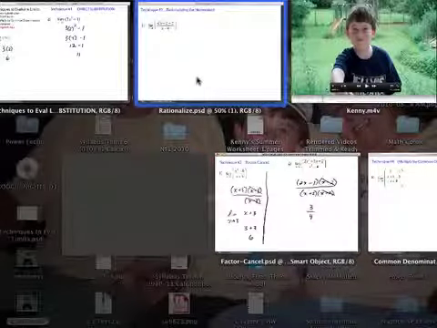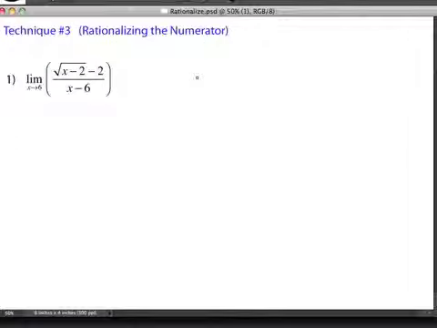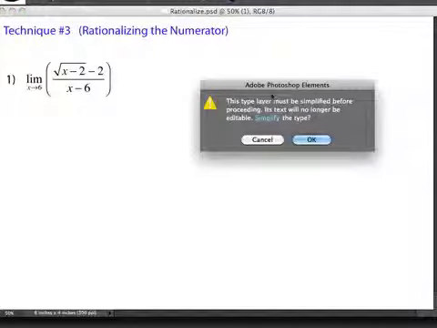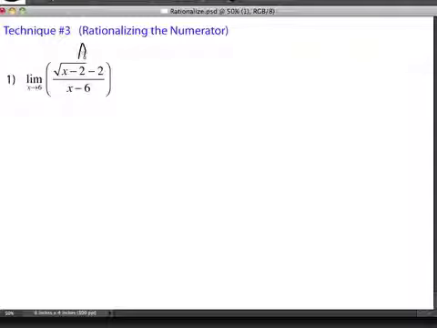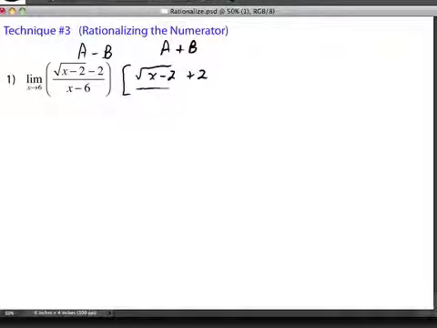We're also going to talk about rationalizing. To rationalize, you can always tell these, again, it's 0 over 0 in indeterminate form, but they have to involve square roots. So you're going to use something called the conjugate. Okay, the conjugate of a, think of this as a minus b times a plus b. So the conjugate of this numerator is the square root of x minus 2 plus 2 divided by itself.